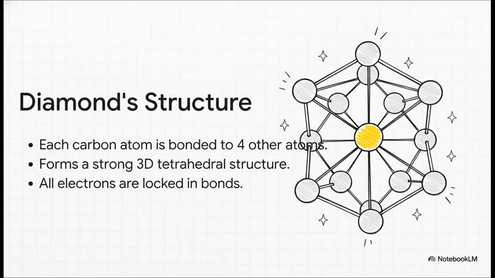So let's start with diamond. The magic number to remember here is 4. In a diamond, every single carbon atom is locked tightly into place, forming these incredibly strong bonds with 4 other carbon atoms all around it. This creates this rigid, interlocking 3D web. It's called a tetrahedral structure that is just unbelievably strong.